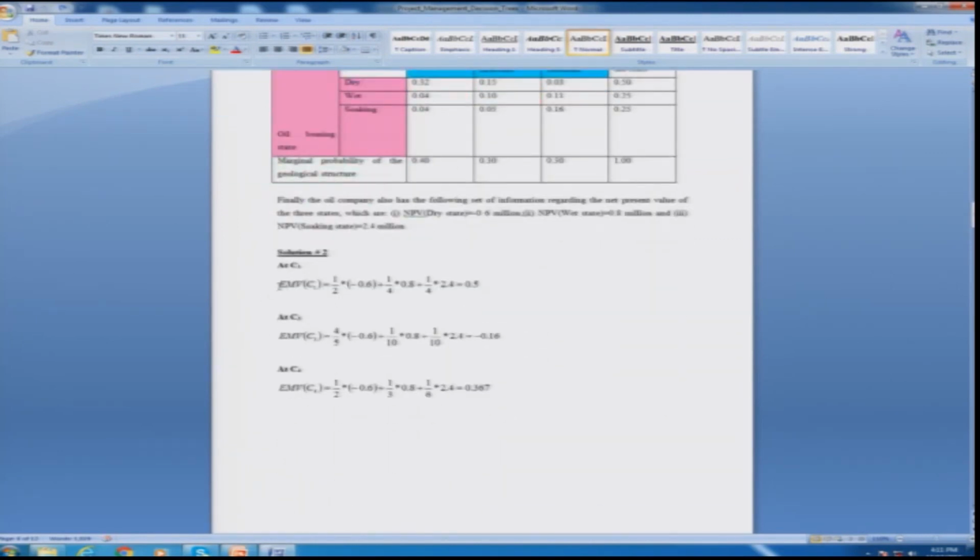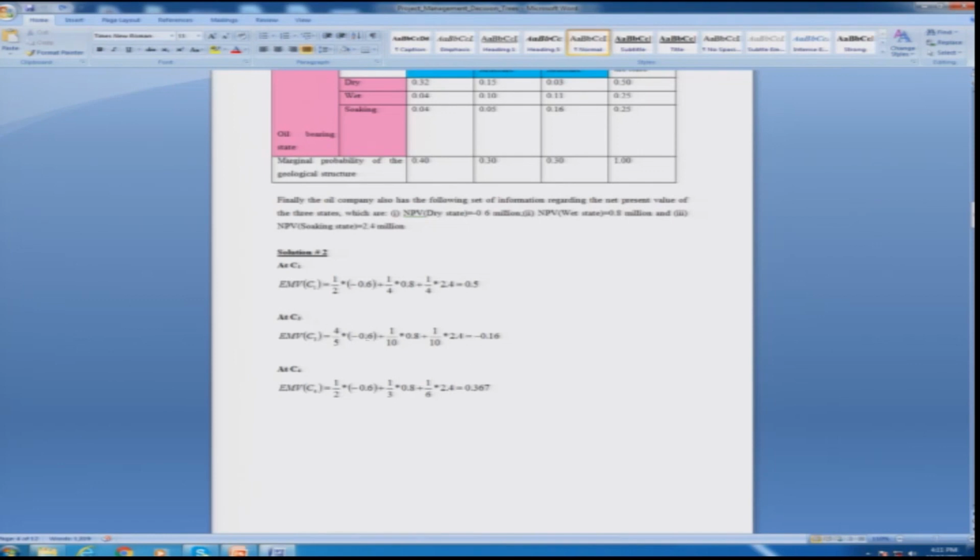If you go one step at a time, at C1 there are 3 values, negative 0.6, positive 0.8, positive 2.4, but they are multiplied by the corresponding probabilities. What are the probabilities? They are 50%, 25%, 25%. So, you find a value of 0.5, which is still positive.